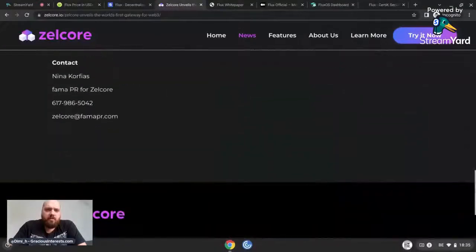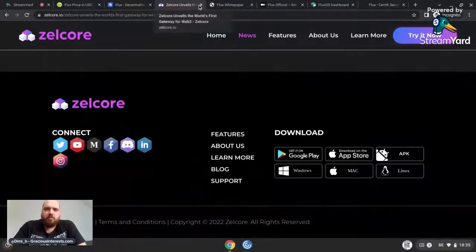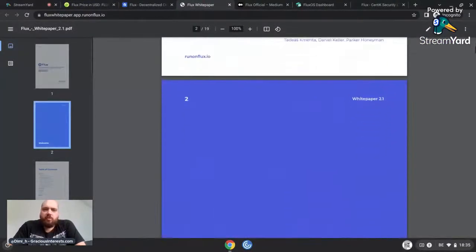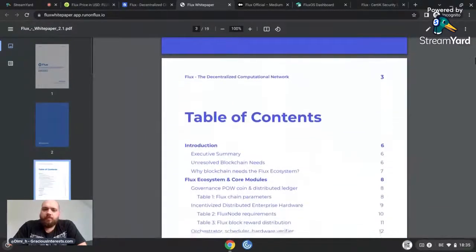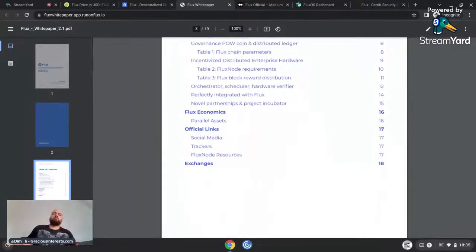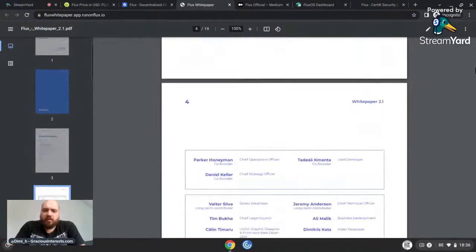It seems to be still active. That's odd. Anyway, this is the white paper. You can read through it, though. This generally gives you, depending on the kind of project, more technical detail on how everything functions.